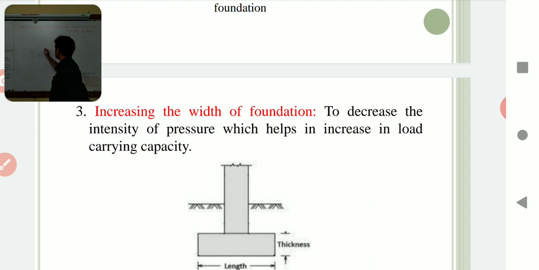So you see here, the second point we have studied is increasing the depth. If this is a trench and we increase the depth, then we can increase the safe bearing capacity of the soil. The third point we have studied is increasing the width of the foundation. Instead of this, we are increasing the width. So this will be B1 and this is B2.